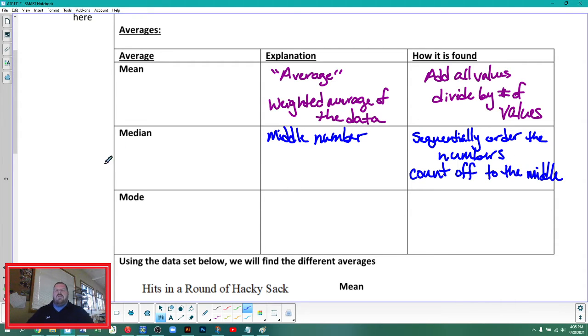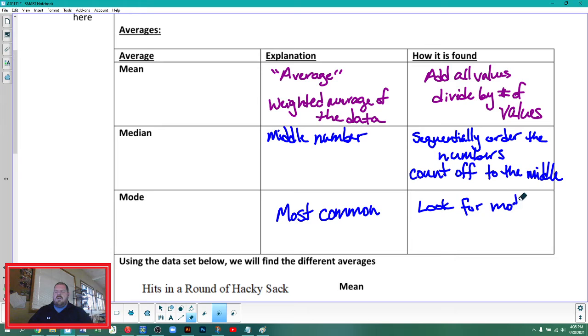The last one is the mode, and we think of that as the most common number that shows up. For this we just look for the most repeated value. Can't spell today.